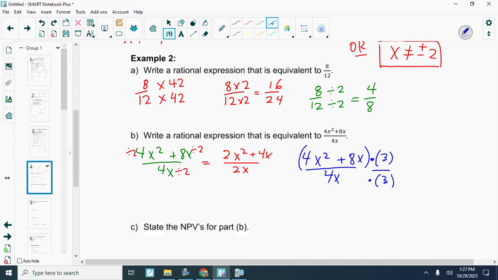So don't forget when we multiply, we have to multiply that 3 by everything. So this would become 12x squared plus 24x all over 12x. Yeah, that would be an equivalent.